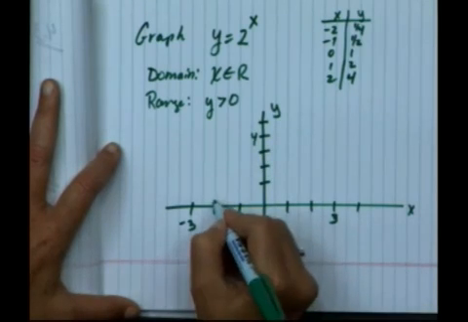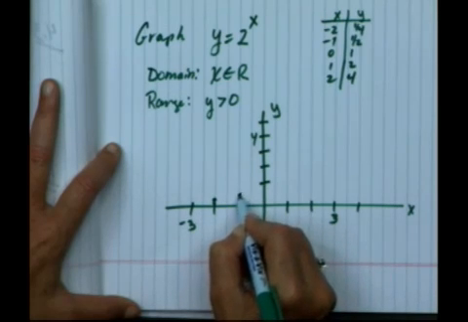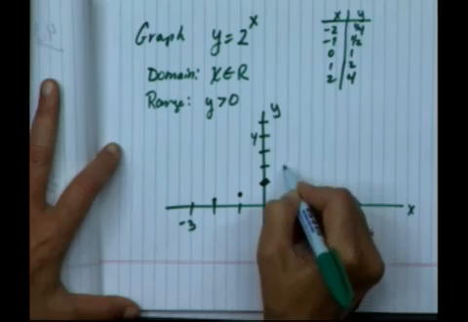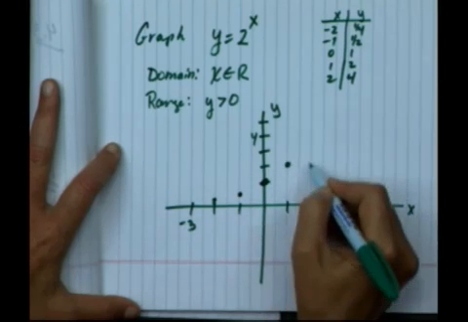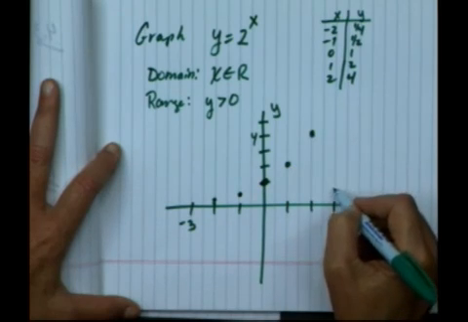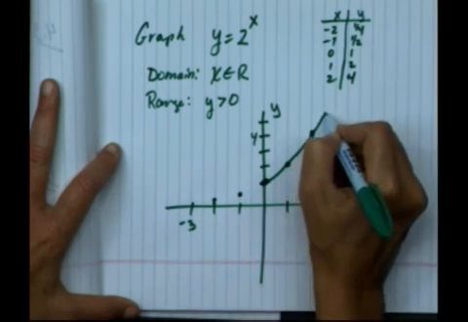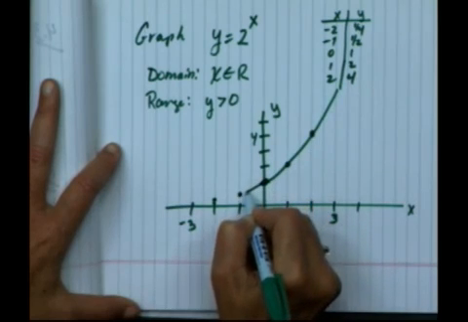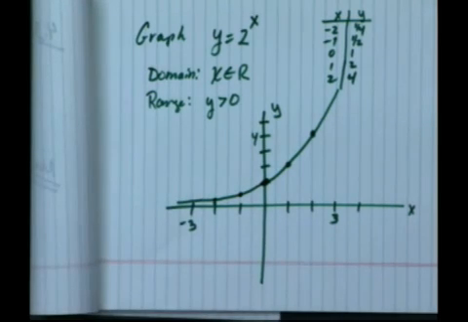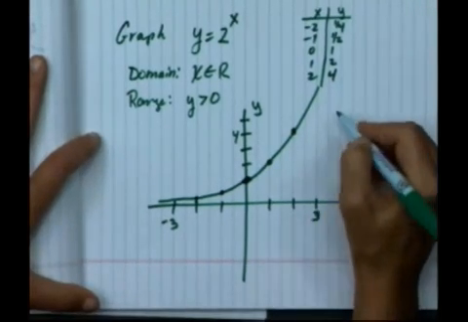Okay, at -2, 1/4 is somewhere right here. At -1, 1/2 is somewhere right here. 0, 1; 1, 2; 2, 4; and of course 2 cubed is 8, and the graph's going to go like this and start to come down like this. Okay. Let's answer a couple questions from the graph.